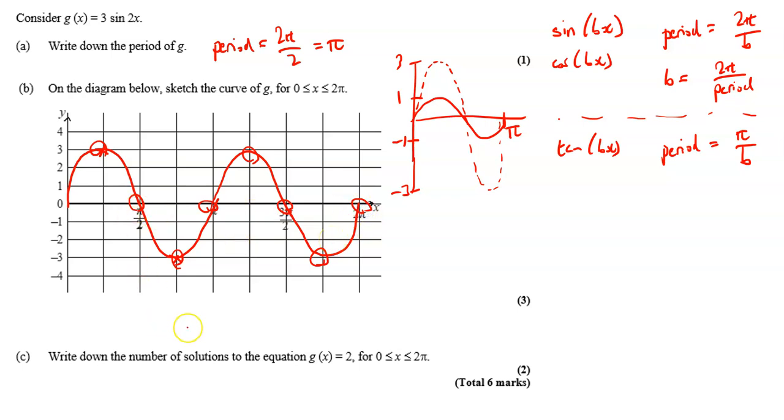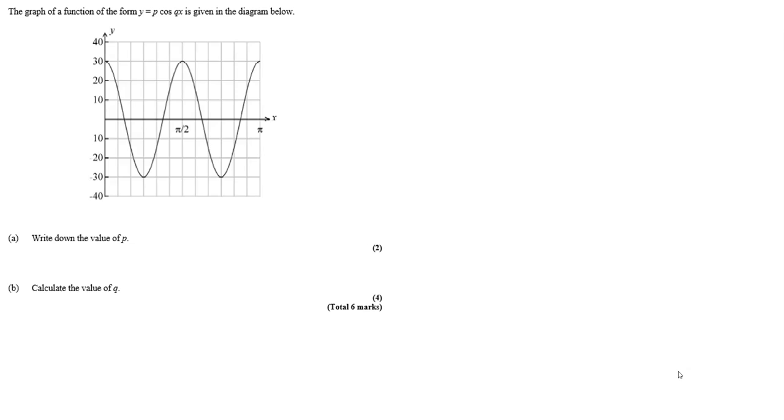Finally, for C, write down the number of solutions. Well, we can imagine drawing a line across here. That's what it's asking us to do. And we can see there are 1, 2, 3, 4 solutions. Let's say this is a fairly easy-ish question for transformations. Let's try another one. In fact, you should be able to pause the video and try this yourselves.